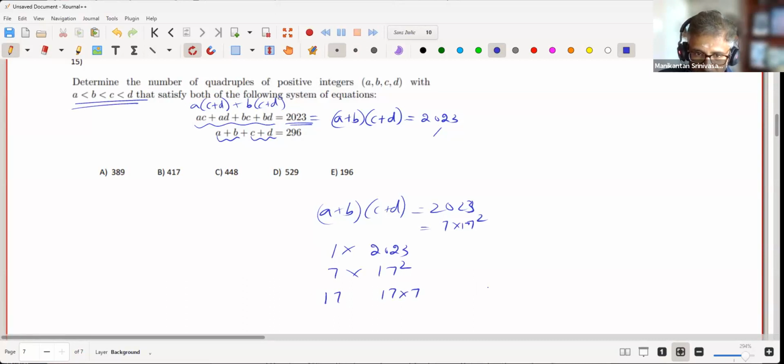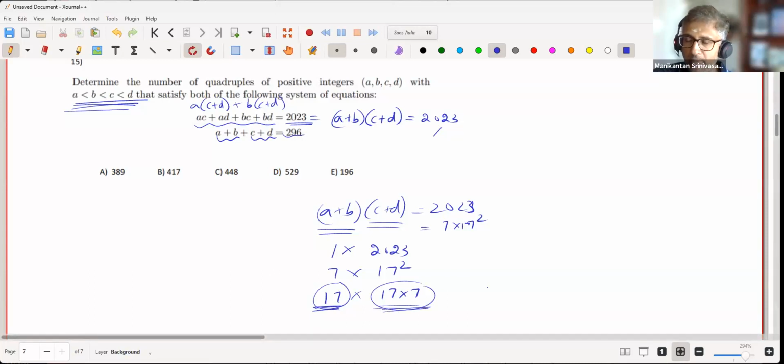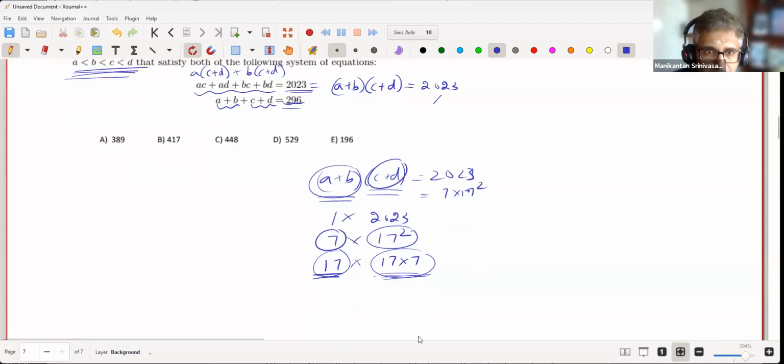So first of all, A plus B has to be the smaller one than C plus D because the problem is giving this ordering. Therefore, this can be 17 and this can be 17 times 7. But the problem is, if this is the case, then it won't even add up anywhere close to 296, right? If A plus B is 17 and C plus D is 17 into 7, which is 119, they only add up to 136 or something, right? So the only way you can add up 296 is one of them has to be 17 square, which is obviously the larger one, which is C plus D. And the smaller one has to be this thing, 7.